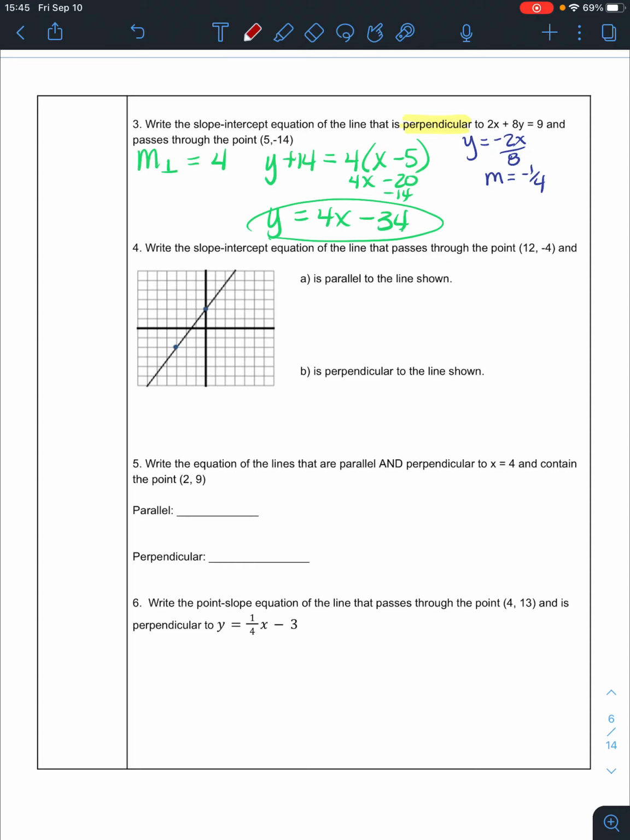So number 4, write the slope-intercept equation of the line that passes through the point -12, -4, and is parallel to the line shown.